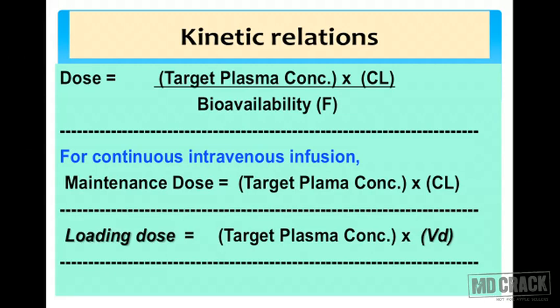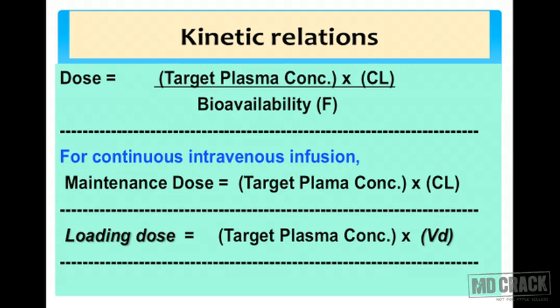Here are some kinetic relations which might be useful to you. You can visualize on this slide. The dose is decided by the target plasma concentration multiplied by clearance divided by bioavailability. This especially is important when you talk about oral route of administration because the bioavailability is much less by oral route. Whereas if you go to the intravenous route of administration, the bioavailability is 100%, so there's no need of the denominator.